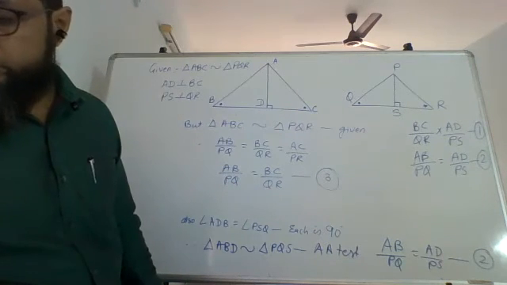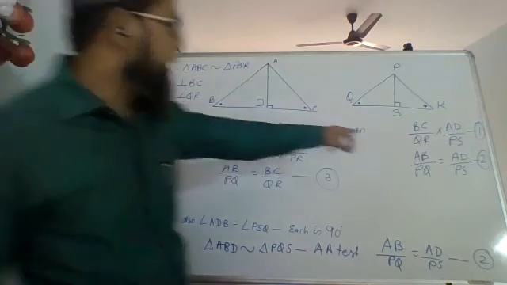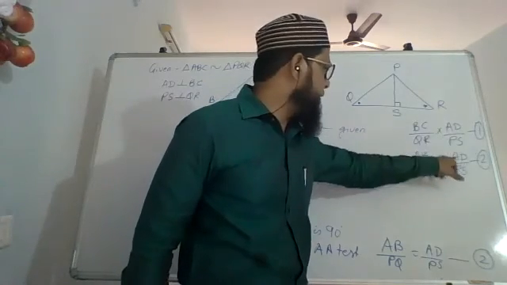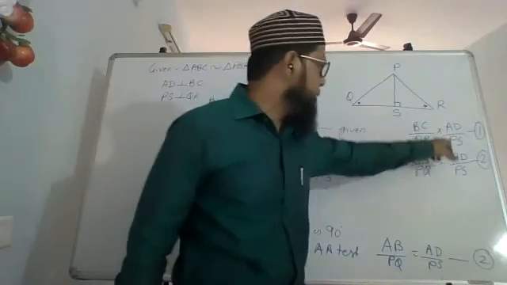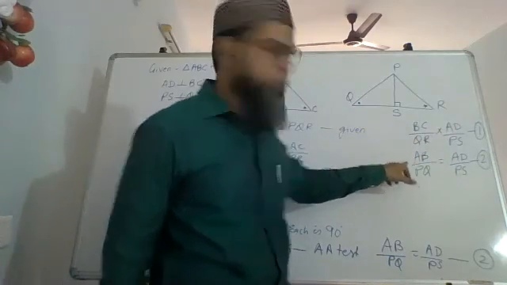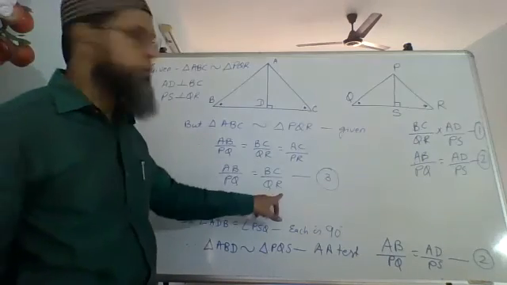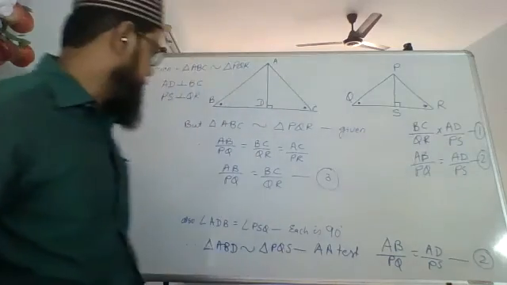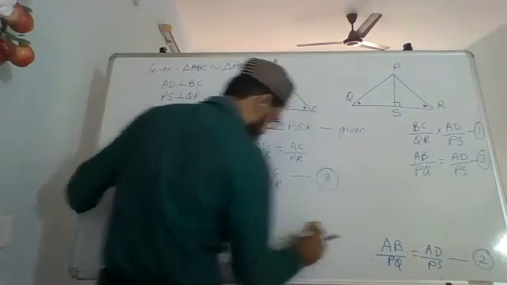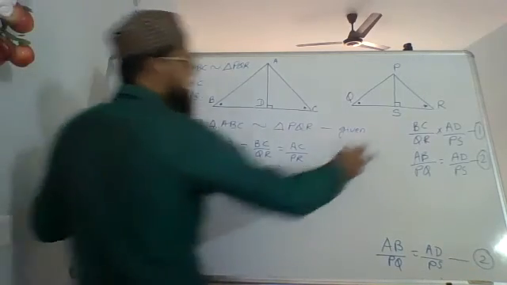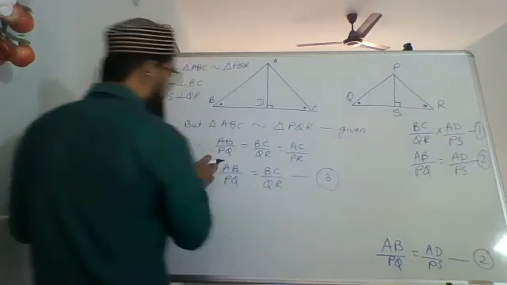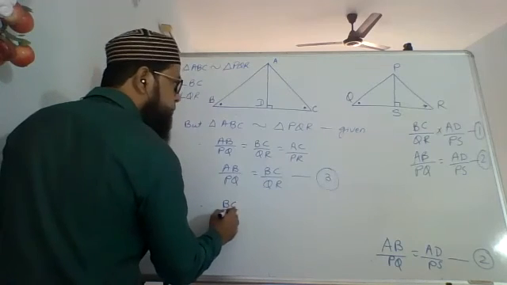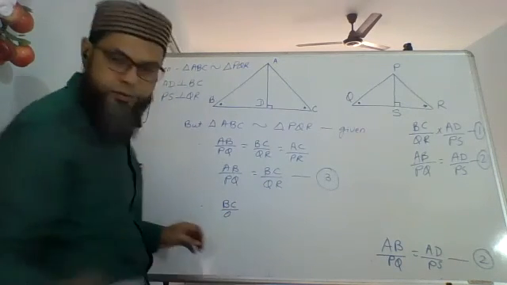So now what have we got? First, we have BC upon QR into AD upon PS. But AD upon PS is AB upon PQ. But what is AB upon PQ? It is also BC upon QR. So BC upon QR into BC upon QR. That is what we do, because AD upon PS is AB upon PQ and AB upon PQ is BC upon QR.